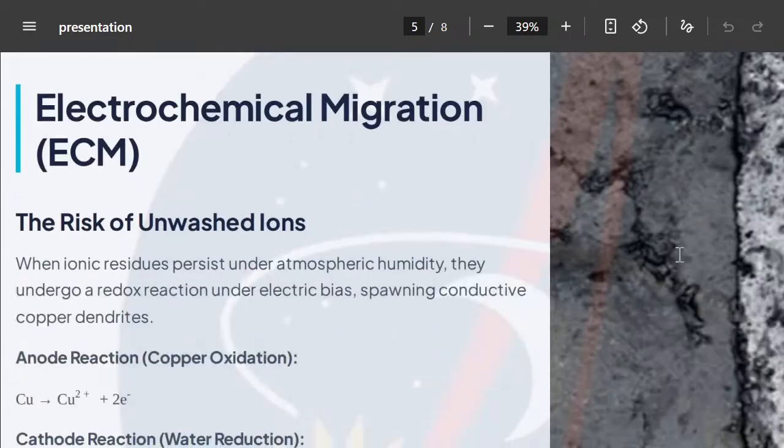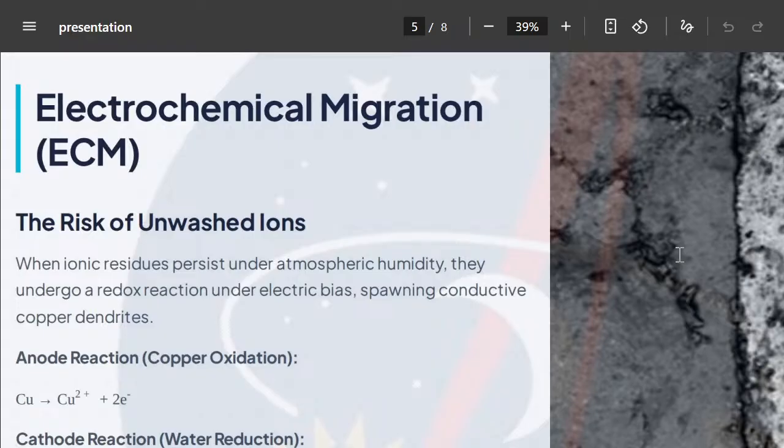There is one issue called electrochemical migration. When ionic residues are present under atmospheric humidity, they undergo a redox reaction under electric bias, spawning conductive copper dendrites. So there is something called electrochemical migration, which is one of the issues. Many PCBs, when they are not dealt with properly, contain ionic contaminants on the surface of the PCB, so they should be cleaned.